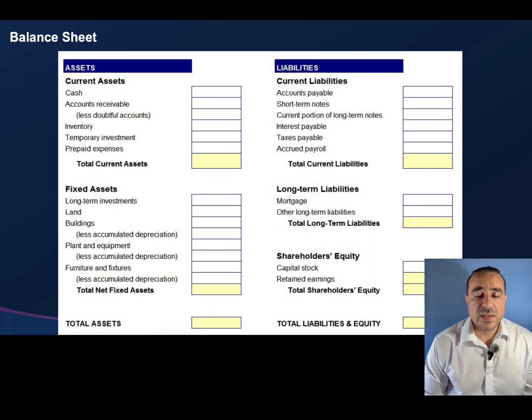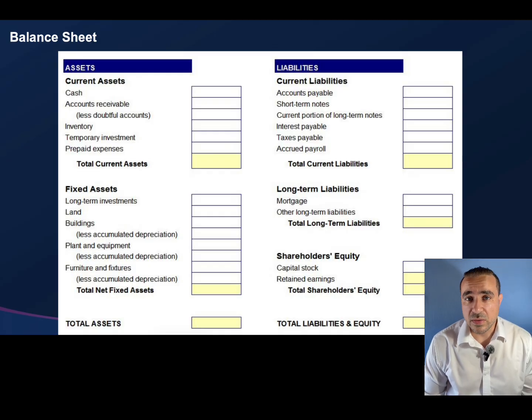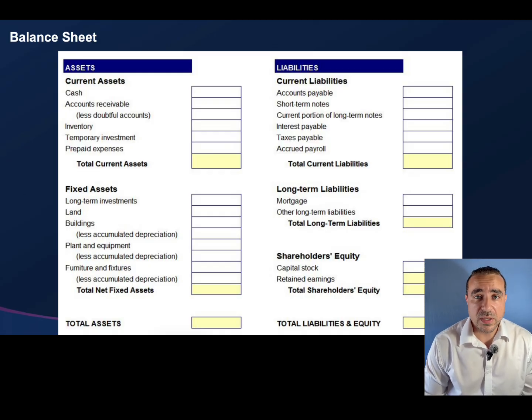Now this is a quick example of the balance sheet. On the left side you will find the assets with the two main components, the current assets and the long-term assets. On the right side you will find the liability, current and non-current, and then the equity or shareholders' equity. Always, total assets need to equal liability plus equity.